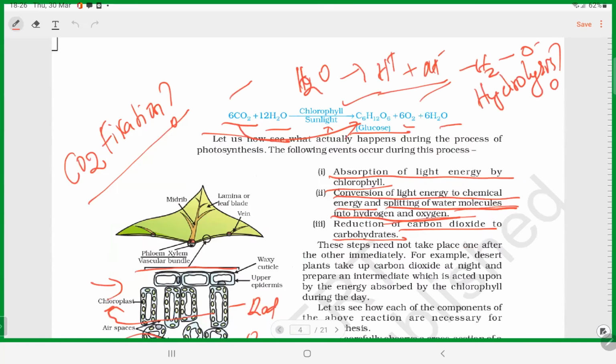Okay, and maybe in the next class we can discuss some experiments given here to prove different things: starch is produced, carbon dioxide is utilized, oxygen is released. Some tests show that light is required for photosynthesis, and the substrate used and products produced. That we will see in the next class.